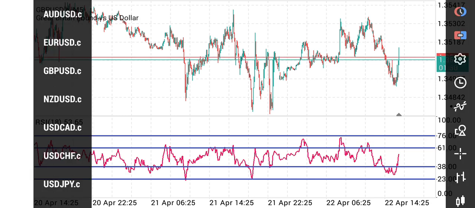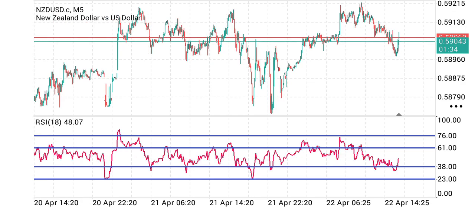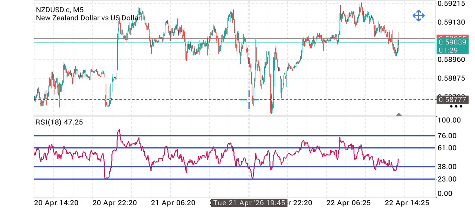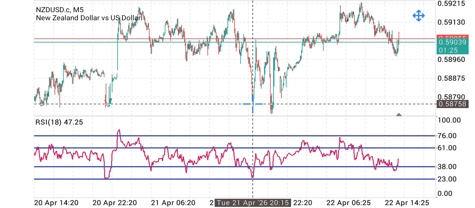So let's go to NZD USD. Remember, this strategy is for USD pairs only. Don't make mistakes. So as you can see here, what happened before the market closes, let's see. Okay, before the market, that's why I said I won't give you a time and say this time.